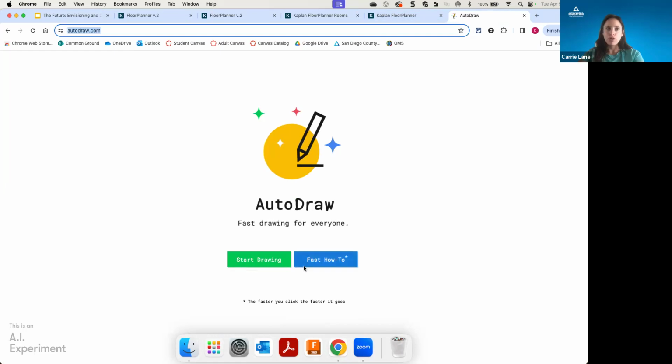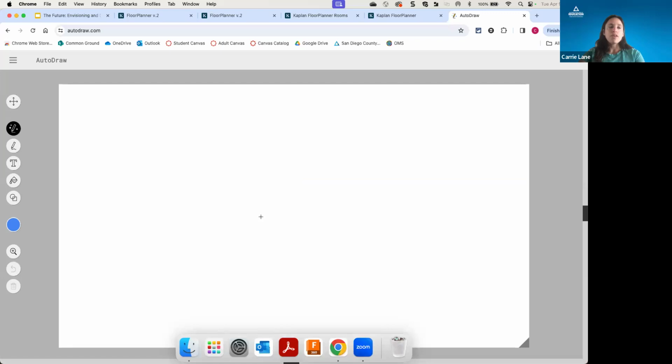So for people who are on Google Schools, that works too. But with AutoDraw, you can do all the same types of things you can do with Google Drawings, like adding shapes, adding fill, text, whatever it is. But there's also this feature of the magic pen.